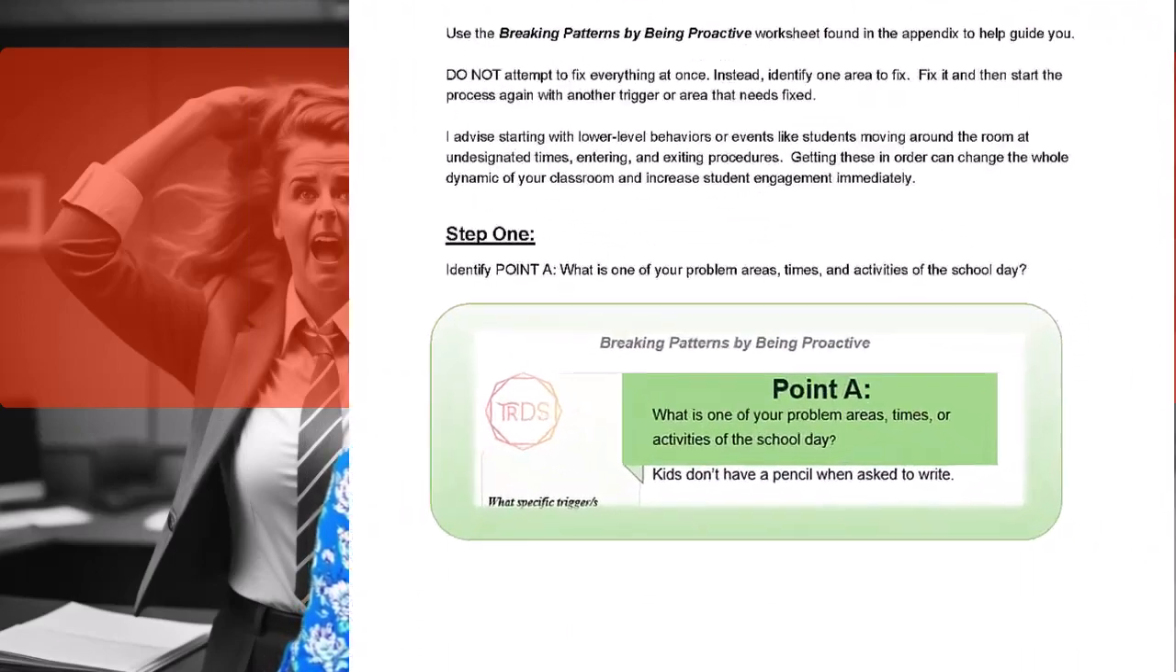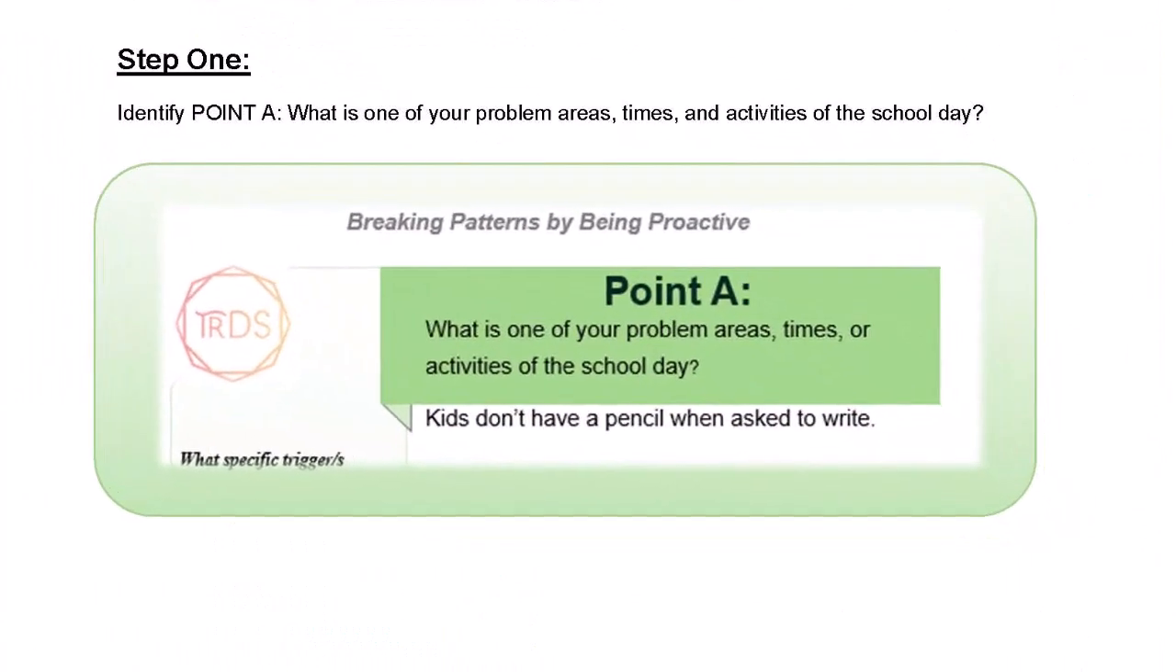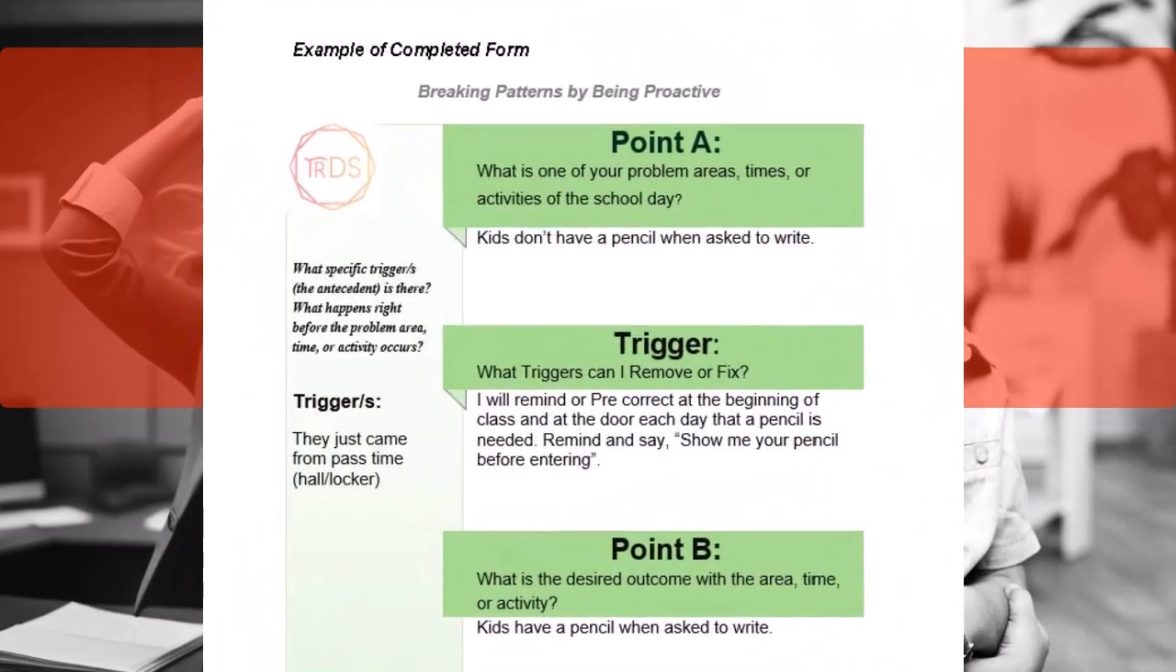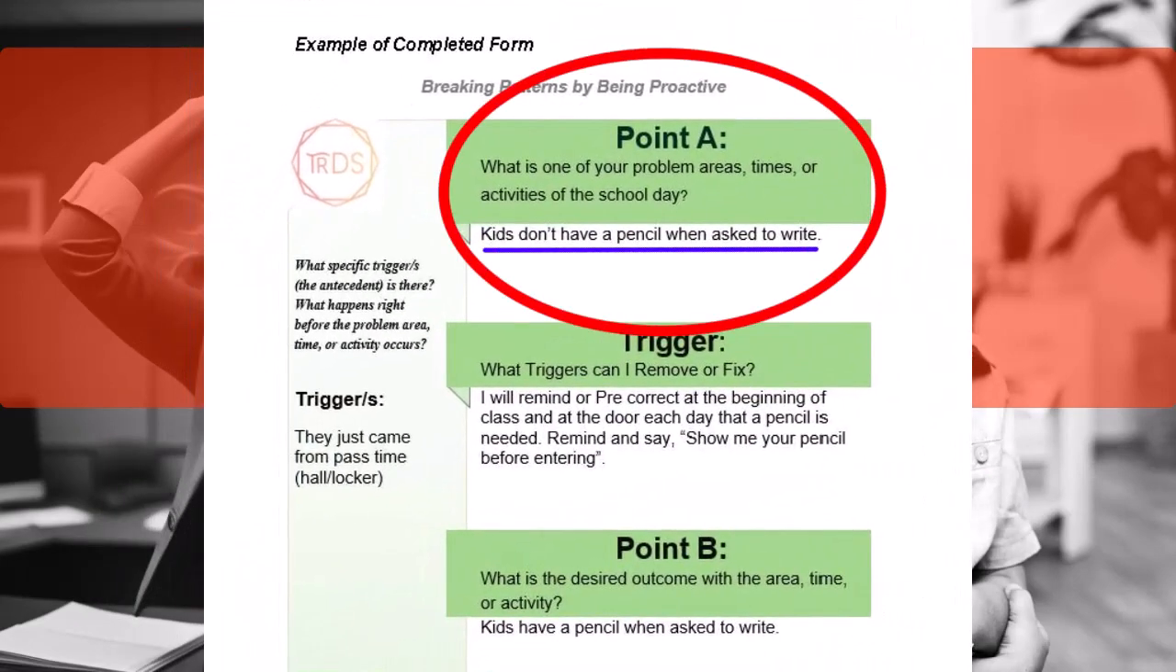Step 1, identify your A point. What is one problem area that you're going to work on? I don't recommend working on a whole bunch of these at one time. You can overwhelm yourself. The item I chose to model is students don't have a pencil when I ask them to write. That's your A point.